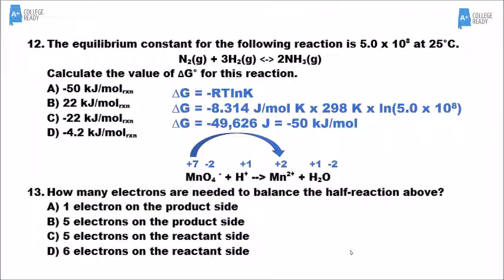And we can see that the manganese is going from a +7 to a +2, which means that it is gaining 5 electrons. Manganese's oxidation state is becoming more negative, which means it is being reduced. So we need 5 electrons on the reactant side, and that explains the change from a +7 to a +2.